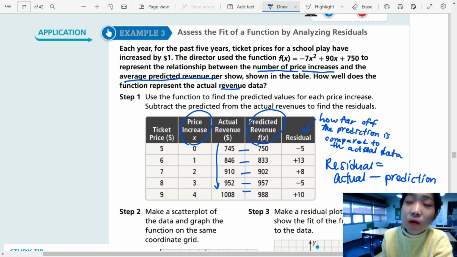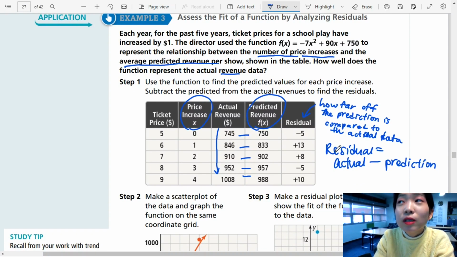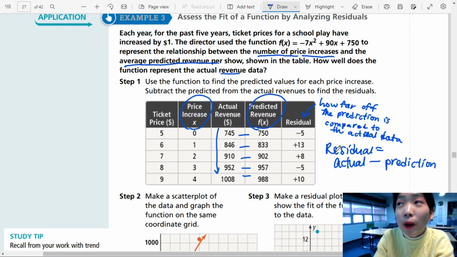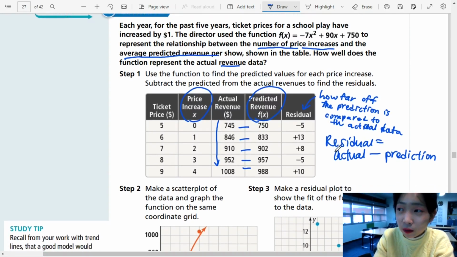So it's plus 13. We predicted more on the first point, and then we predicted less on the second point, and then we predicted 8 more on the third point. We predicted 5 less on the fourth point, and then the last one we predicted 10 more. So then we can add all the residuals to see, is it close to 0? Because if it balances out, that's how we can compare how well the function represents actual revenue.